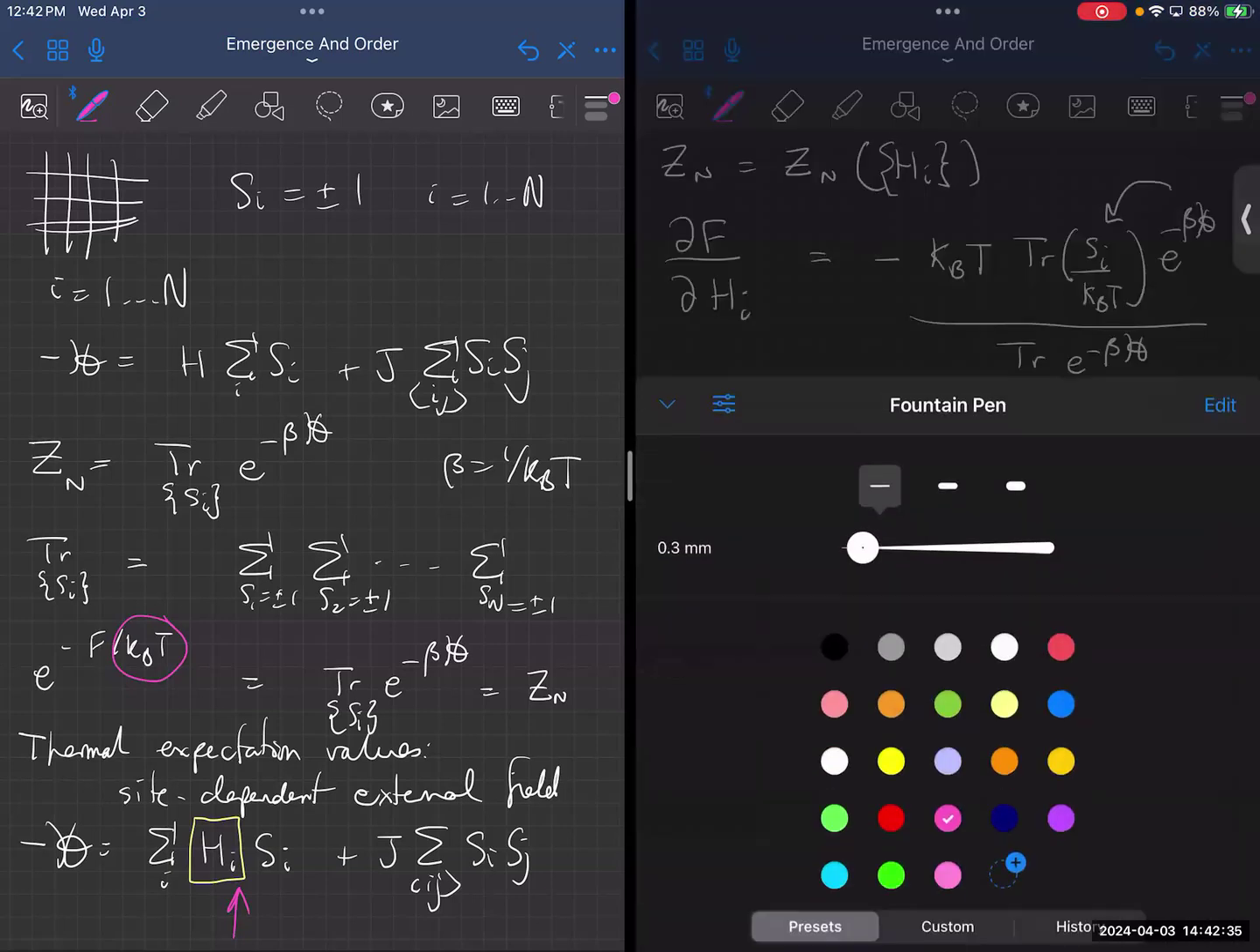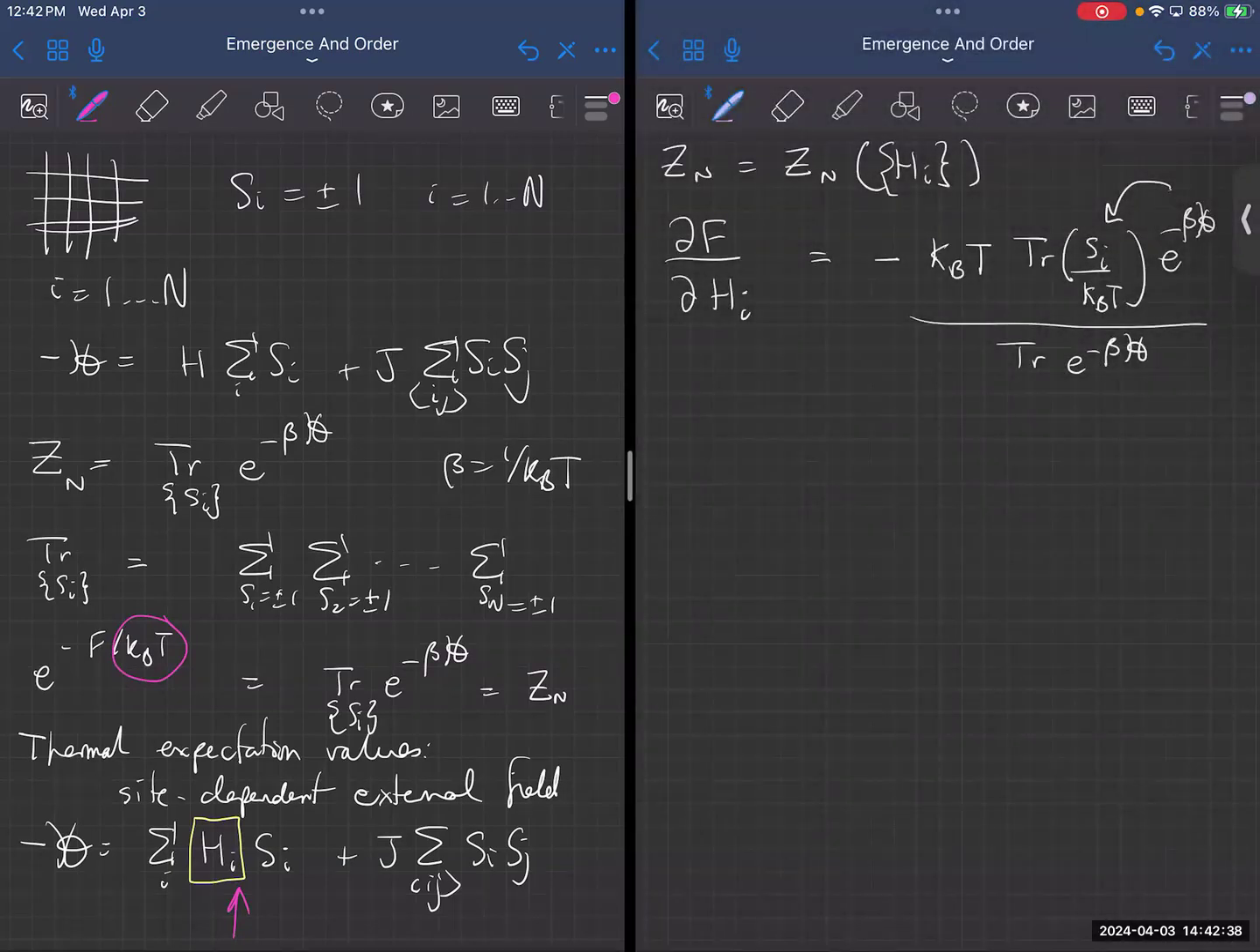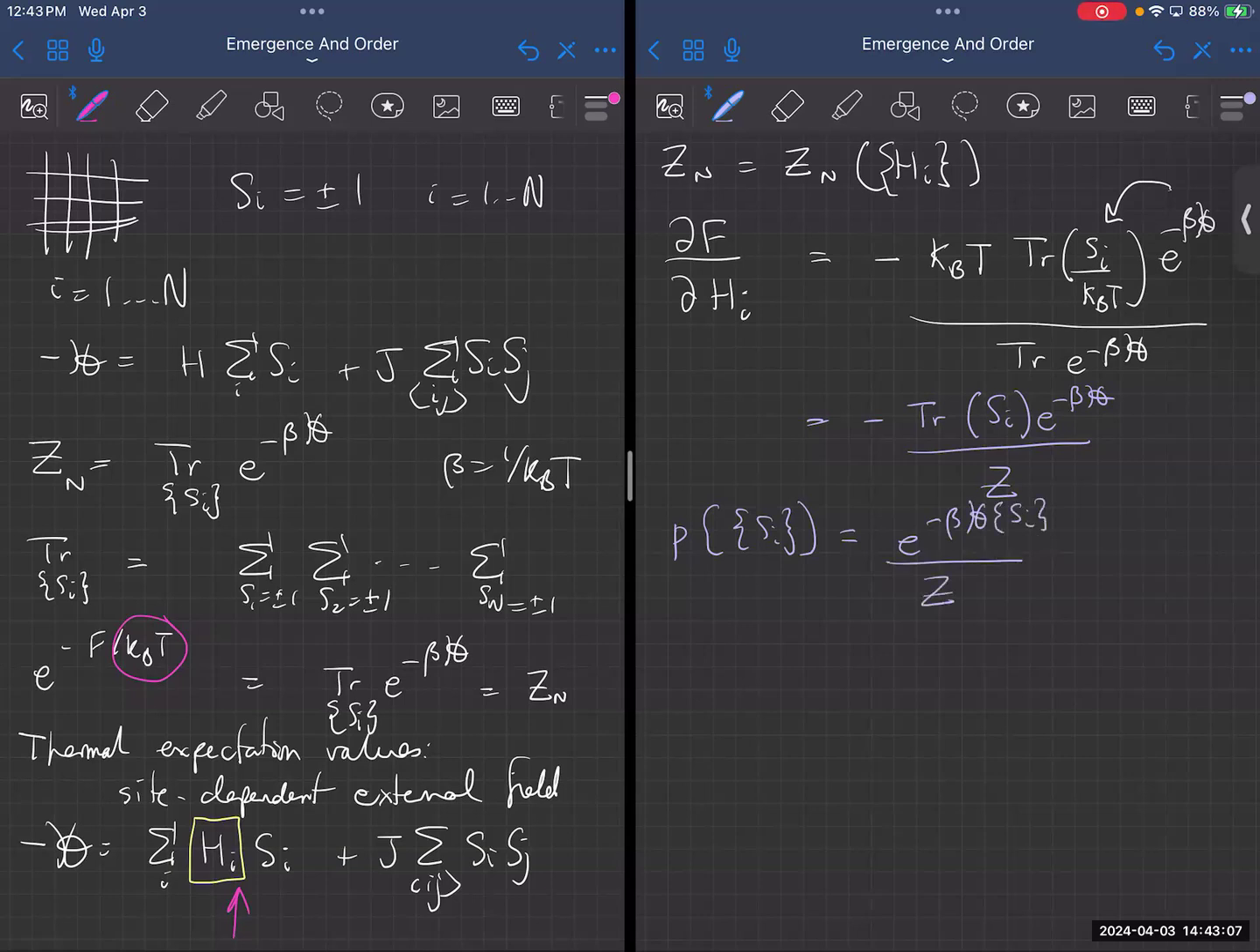So then if I put it all together, the k_B T's cancel out, and I just get minus the trace of s_i times its probability distribution divided by the partition function, and the probability of finding the system in any state is given by e to the minus beta times the Hamiltonian as a function of all the spins divided by Z. And so therefore we can read off that dF by dH_i is just equal to minus the expectation value of s_i.